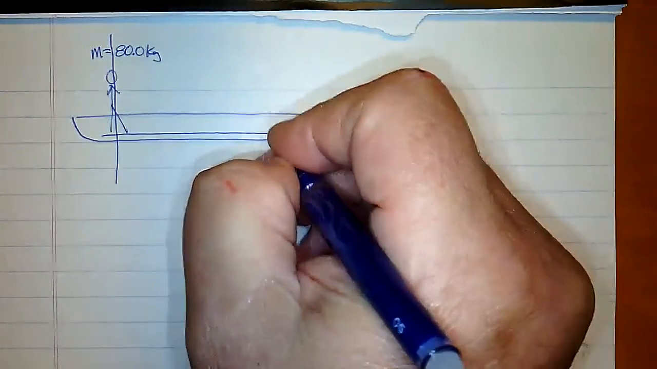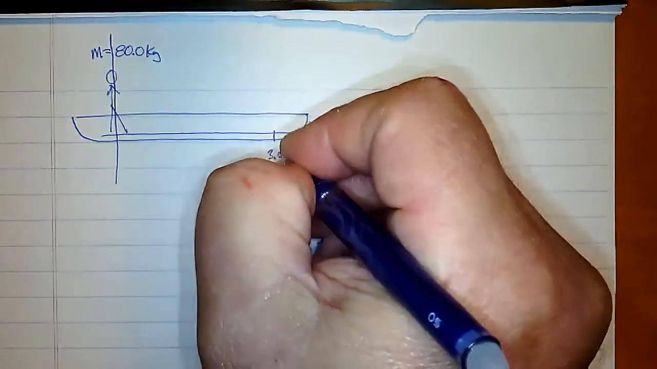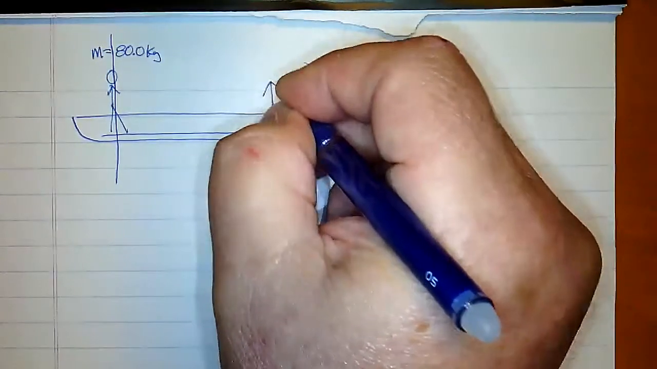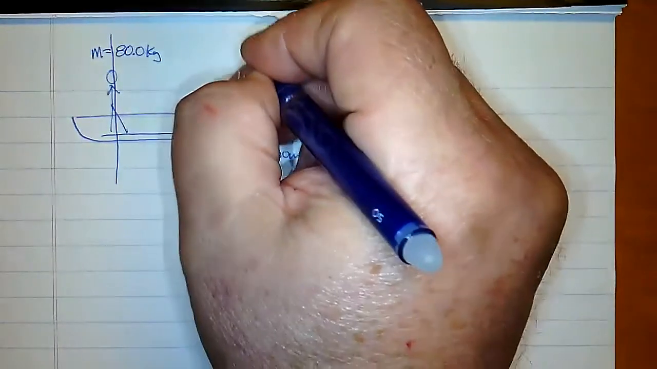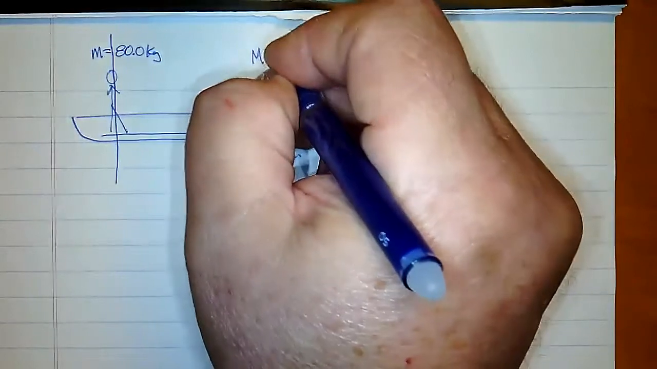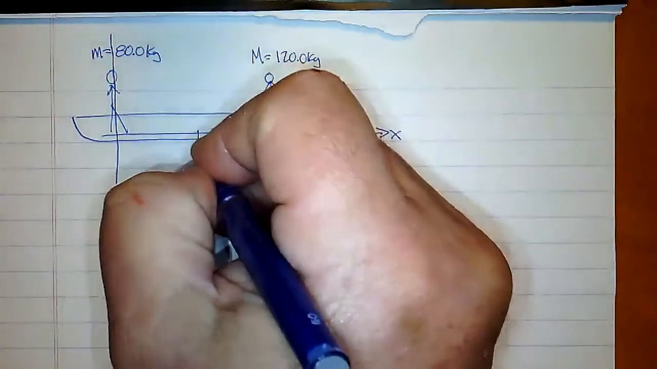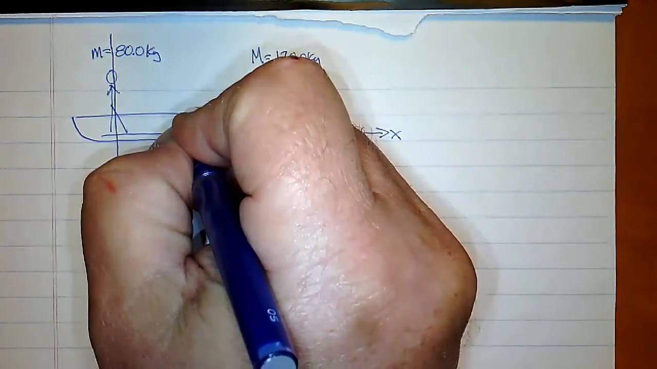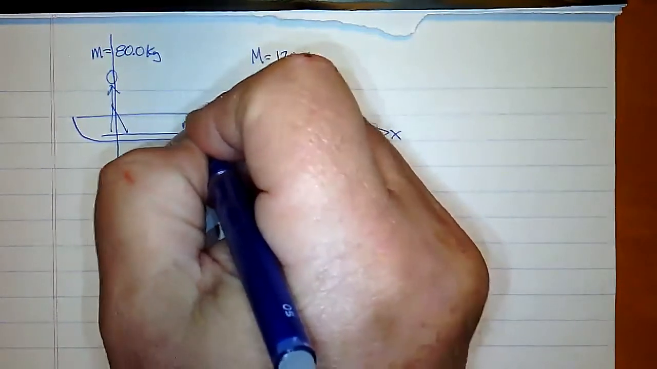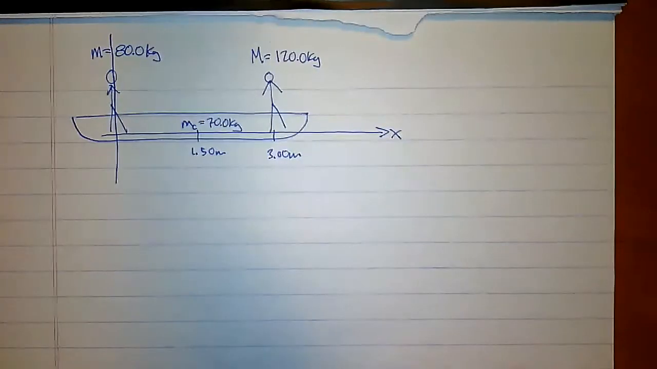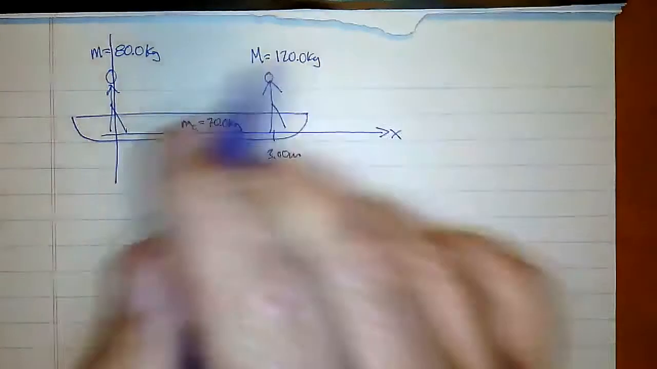And then I'll go over here at 3.00 meters, and that's going to be where the other person's standing. And the other person has a mass, big M, that's 120.0 kilograms. And then right here at 1.50 meters is going to be the mass of the canoe, M canoe equals 70.0 kilograms. So initially, as you can tell in the drawing here, the canoe's just sitting still.